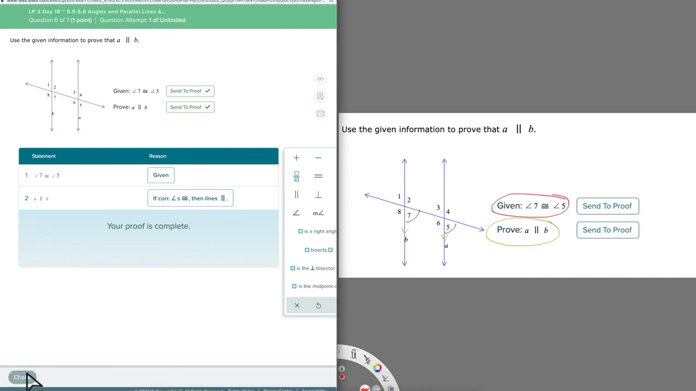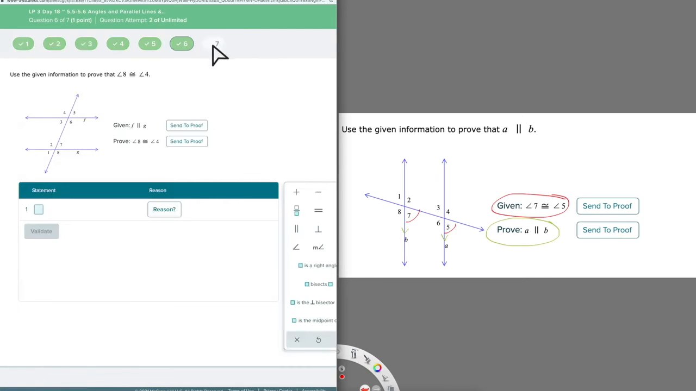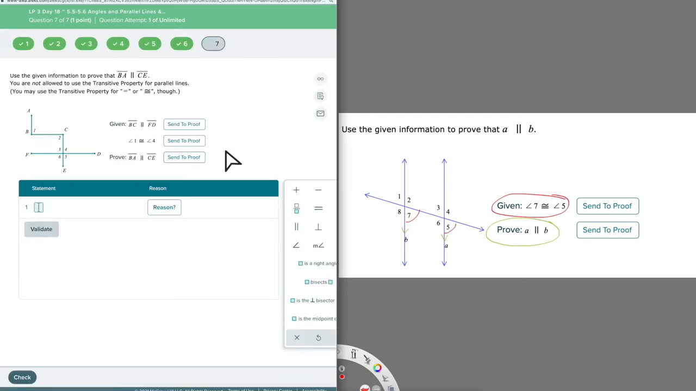So we'll do one more of these. Oh, darn it. I actually wanted to go to number 7. That's what I meant by one more of those. Because number 7 should be a little bit longer if I remember correctly.